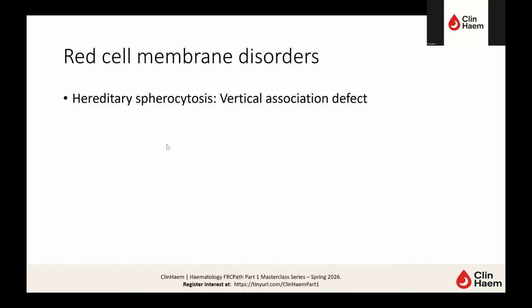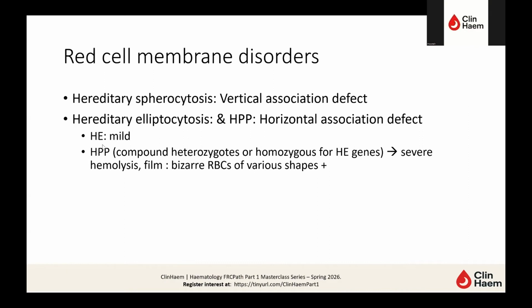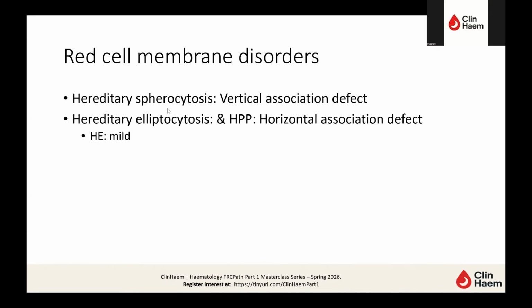But I've got the protein band 3, which is important and which I will come to in a second. So hereditary spherocytosis, those vertical associations are the problem. Hereditary elliptocytosis and hereditary pyropoikilocytosis, the horizontal association defect, is the problem. I will explain them in a bit, but this is just a summary, so don't worry. In hereditary spherocytosis, cells become small spherocytes and get stuck in the spleen, and the spleen just phagocytoses them. If it's just elliptocytosis, they still retain some of their flexibility because they don't lose as much cell membrane. So they can still pass through the narrow capillaries, and that's why the hemolysis is mild.